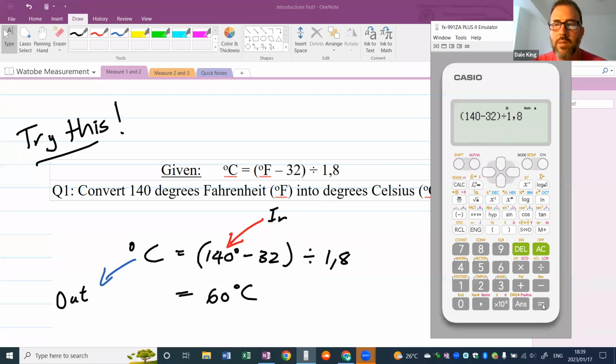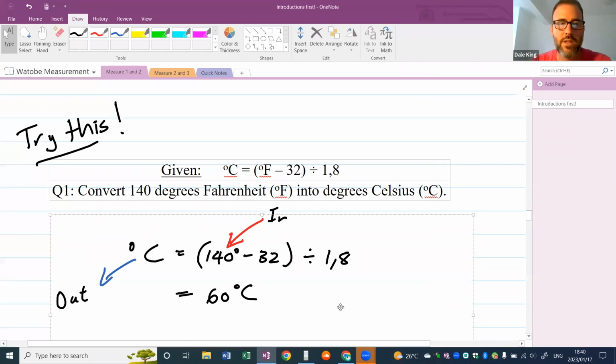Sometimes it helps to write the whole formula out in the calculator, and then you can change little bits and pieces if you want to, especially if you want to test something. But you can also do the calculation piece by piece. Just be very careful how you do it. Make sure you're doing the right thing first. So our answer here is 60 degrees Celsius, remembering the units.